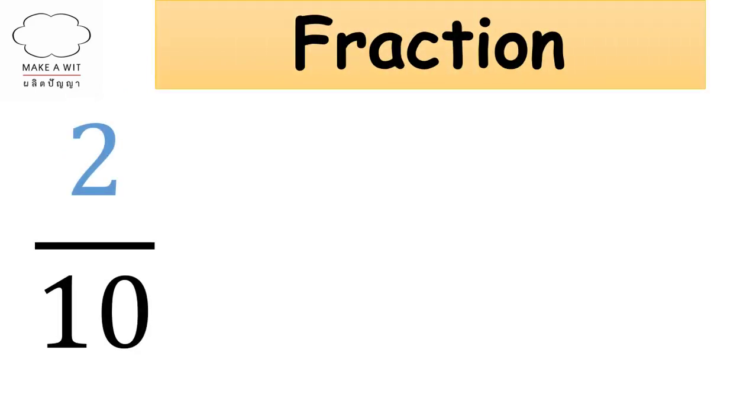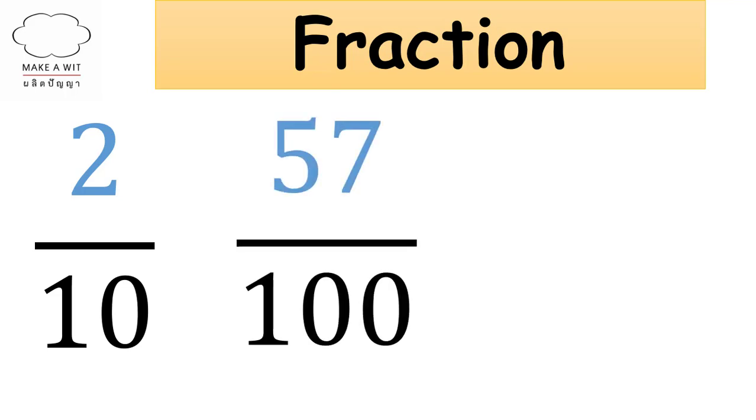Oh, okay. If you don't understand, I have another example. Look at this. Number 2 over 10. Everybody say it together. 2 over 10. 1, 2, 3. 2 over 10. Very good. 57 over 100. Everybody say it together. 57 over 100.